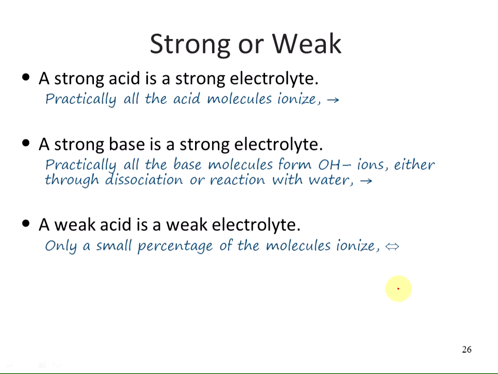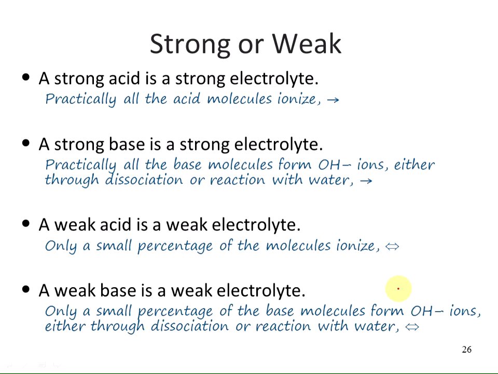But a weak acid is a weak electrolyte. And remember from Chem 1A, a weak electrolyte only partially dissociates. So only a small percentage of the molecules is ionized. And this is where we have to use the double-ended arrows to indicate that it forms an equilibrium. And just like a weak acid only partially dissociates, a weak base only partially dissociates. A weak base is a weak electrolyte. Only a small percentage of the base molecules form OH- ions, either through dissociation or reaction with water. And again, because only a small percentage dissociates, it's an equilibrium, so we use the double-ended arrows to indicate that it is an equilibrium and that it's a reversible reaction.